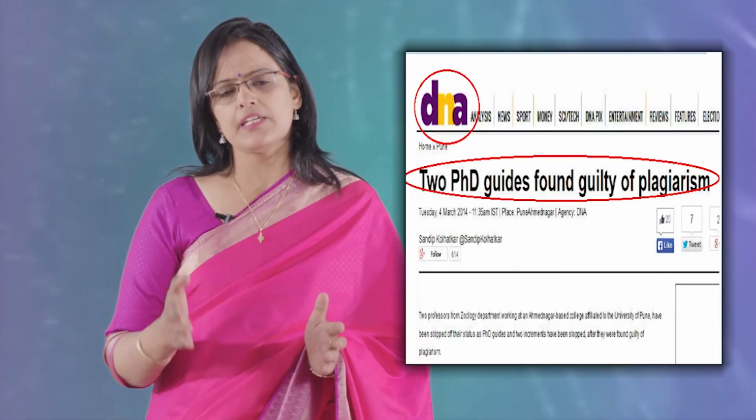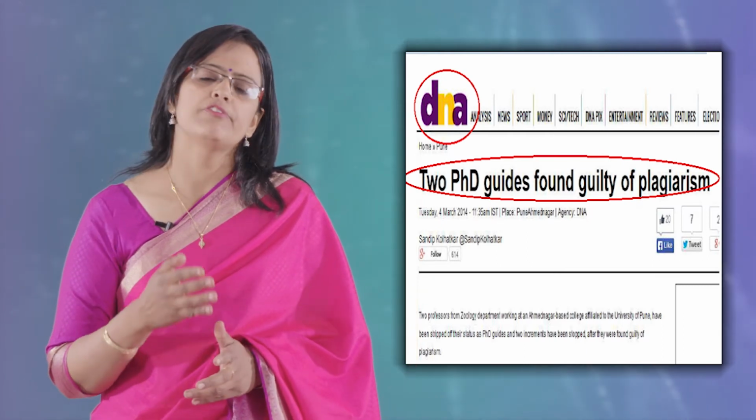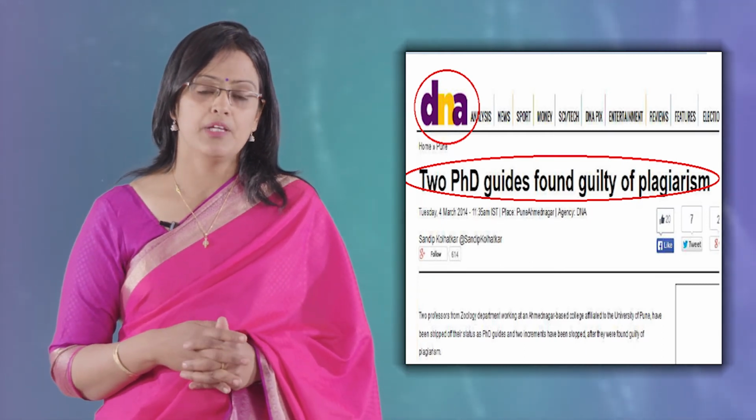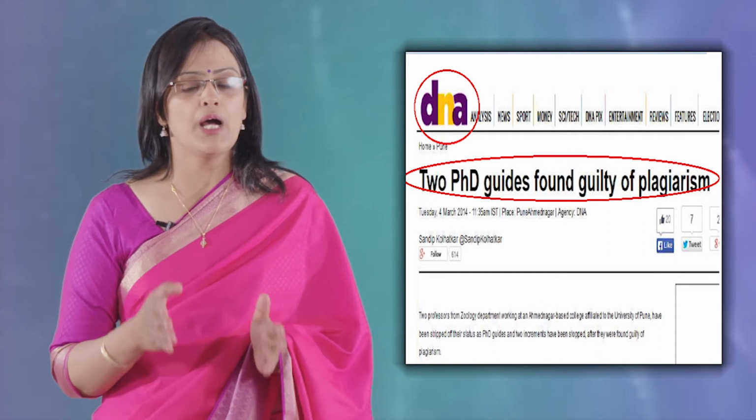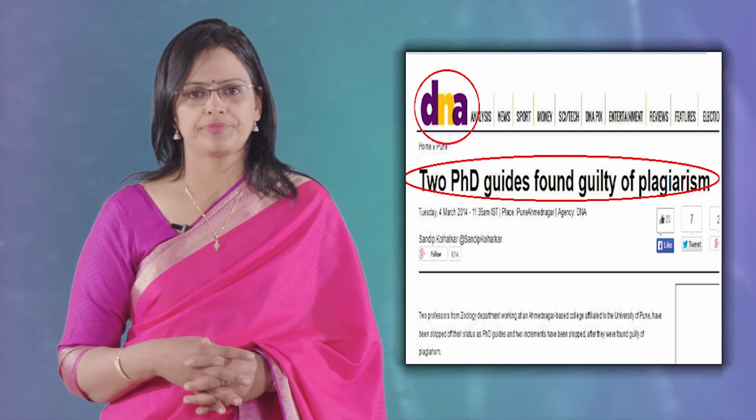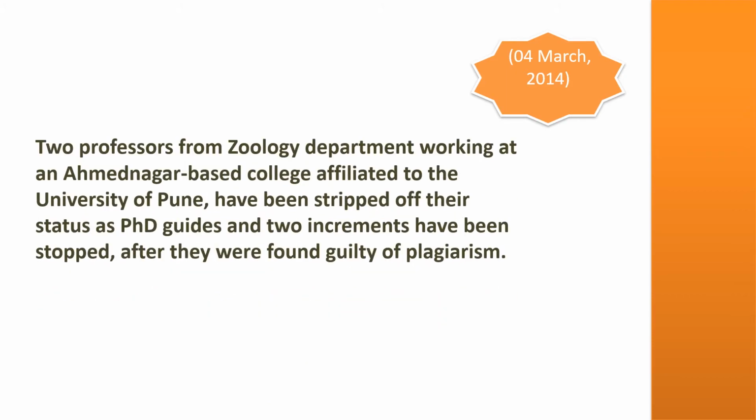In another case, 2 professors were found guilty of plagiarism, and this news was flashed on March 4, 2014. What happened? In this case, 2 professors from the zoology department working at an Ahmednagar-based college affiliated to the University of Pune have been stripped of their status as PhD guides, and even 2 increments have been stopped after they were found guilty of plagiarism.